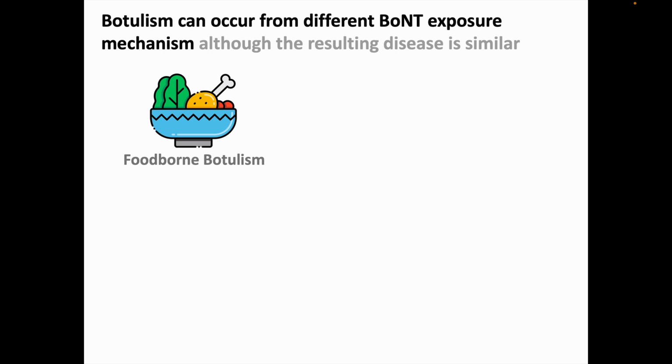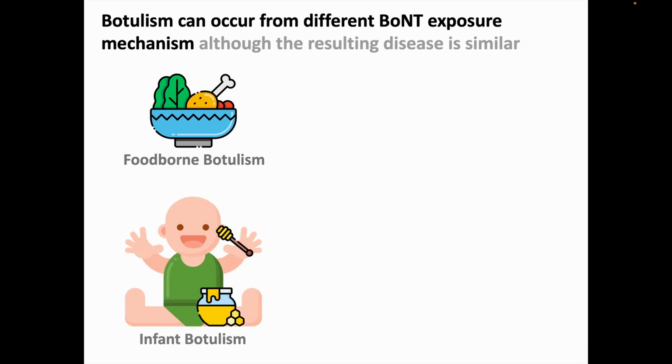Botulism can occur from a few different botulinum toxin exposure mechanisms. The classic form of botulism, the one that was described first historically, is foodborne botulism. There is an infantile form of botulism which is associated with honey consumption as depicted here. Not all cases of infant botulism, though, occur from honey, and there are some other distinctions we'll get to shortly.